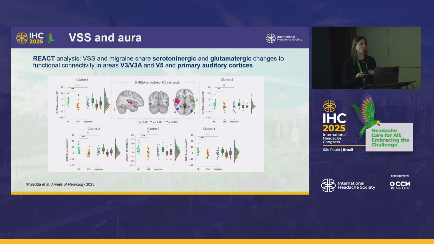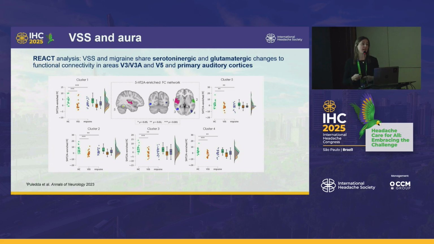And so we looked at dopamine, glutamate, GABA, serotonin, really a broad spectrum, and even different receptors of serotonin, 5-HT2A and 2B. And we found some really interesting changes, specifically pertaining to the serotoninergic and glutamatergic networks that were common to visual snow and migraine with aura in particular.